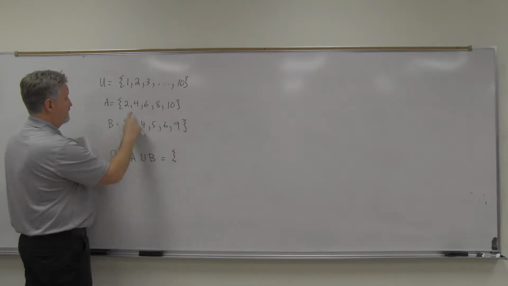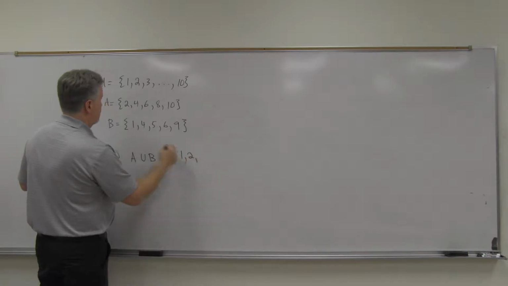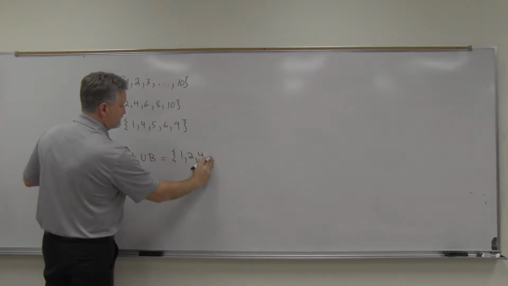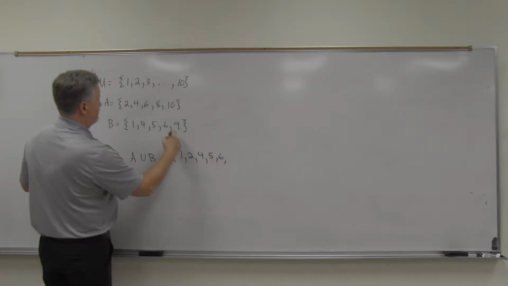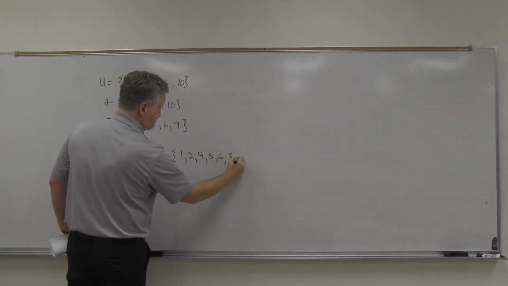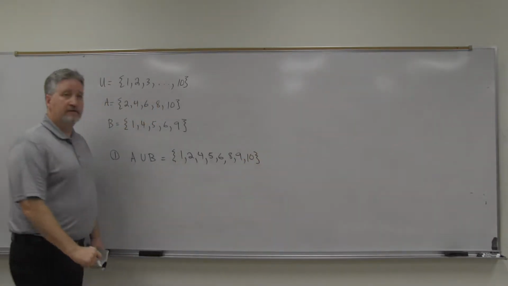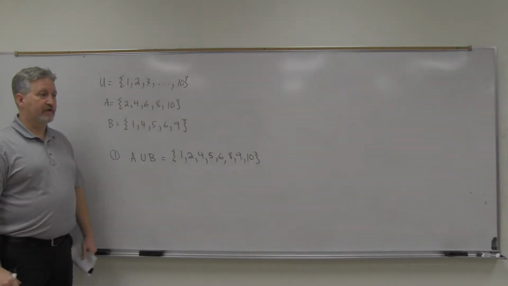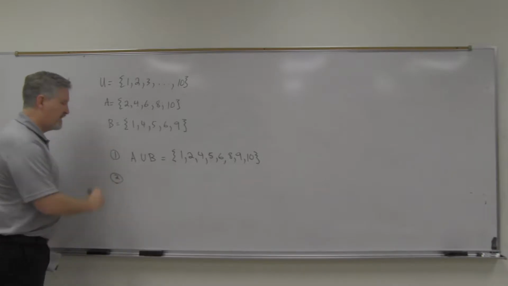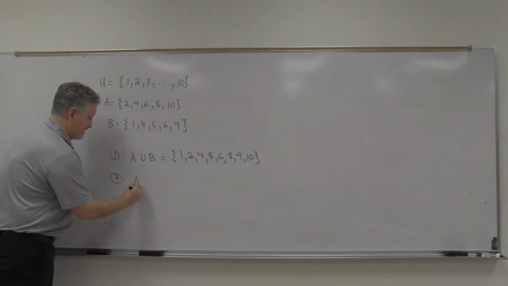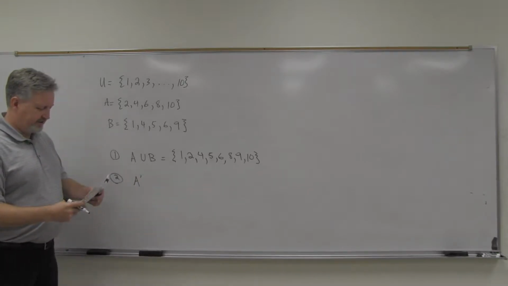So what do we got? 1, 2, 4, 5, 6, 8, 9, 10. So we've got quite a bit. Good with that? All right. Now, they can get a little trickier.